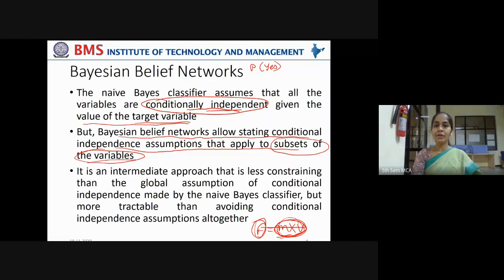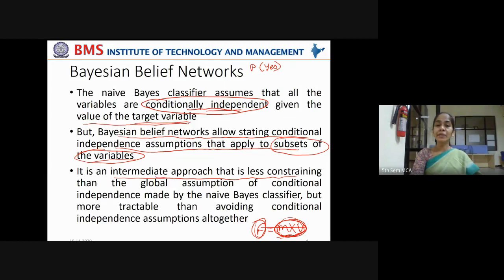Bayesian belief networks allow stating conditional independence assumptions that apply to subsets of variables, and assuming that other subsets of variables are conditionally dependent because they have some meaningful relation in the context, in the domain, in the field which we are considering, right? It is an intermediate approach that is less constraining. We didn't say that all the variables are conditionally independent or all the variables are conditionally dependent. We are just saying that some part of the variables are conditionally dependent and some part of the variables are conditionally independent, right?